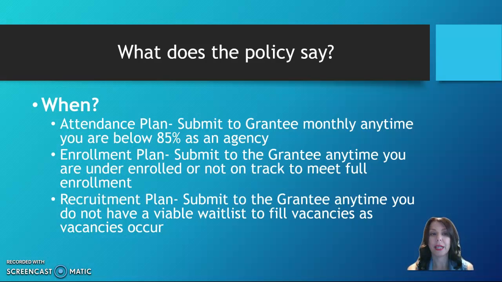So the policy states when your attendance as an agency in your early Head Start, regional Head Start, or early Head Start child care partnerships, or migrant and seasonal Head Start program falls below 85% as an agency in any given month, you will be requested to submit an attendance plan to the grantee.